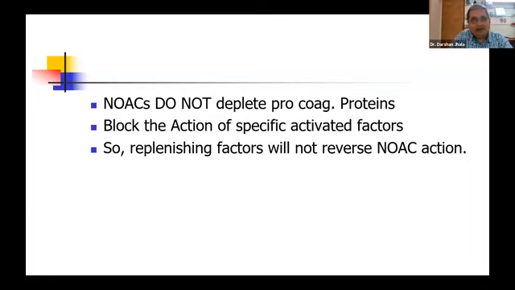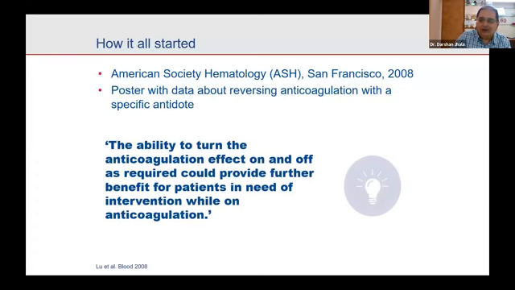They block the action of specific activated factors. And that is why replenishing factors will not reverse the NOAC action. And that is why we have come to the idea of specific reversal agents for NOACs. So this was an observation from the American Society of Hematology, that the ability to turn the anticoagulation effect on and off as required will provide further benefit for patients, and it will give further confidence to the clinician who is using these drugs that, no, I have a backup available in case my patient needs reversal. I have something that will lead to better utilization of these very good drugs, that is NOACs.